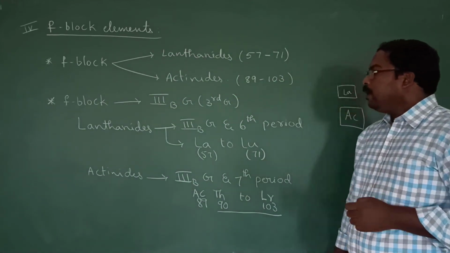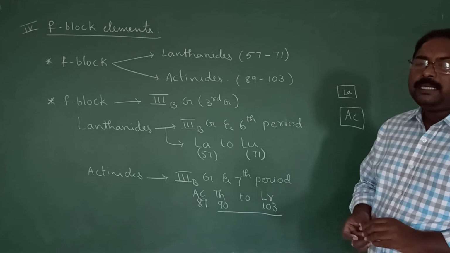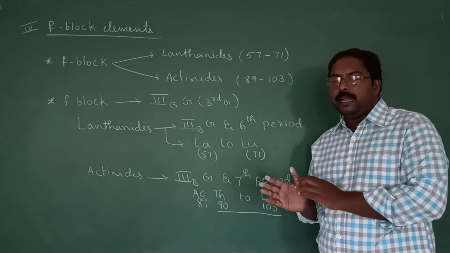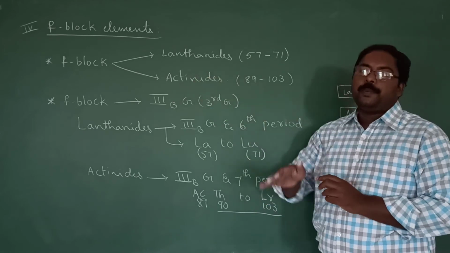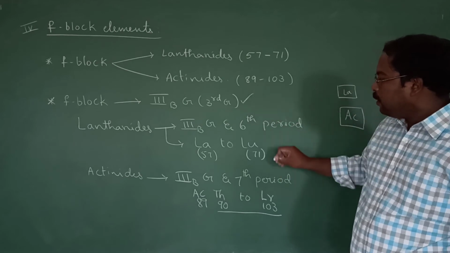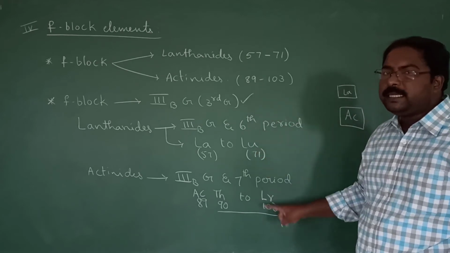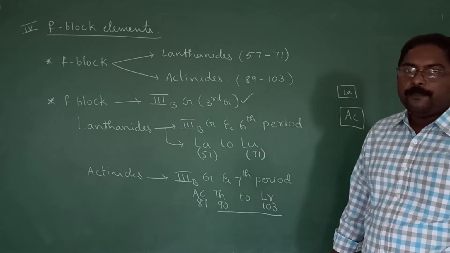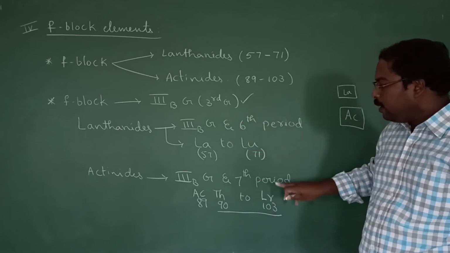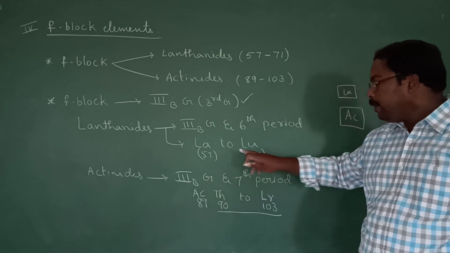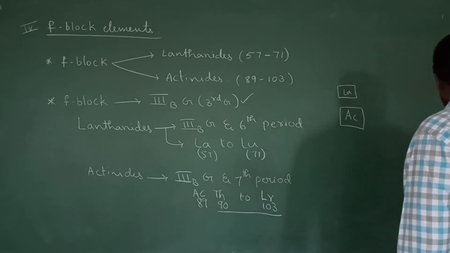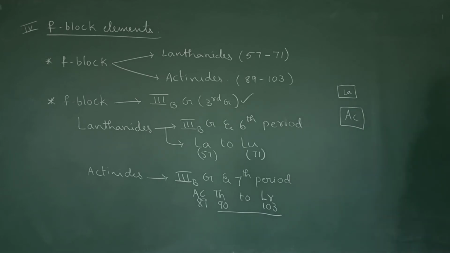What is the location of F block elements? Generally we say it is at the bottom of the table, but the location in the periodic table is that they belong to third B group, both sixth period as well as seventh period. Lanthanides belong to third B group, sixth period. Actinides belong to third B group, seventh period. Note.